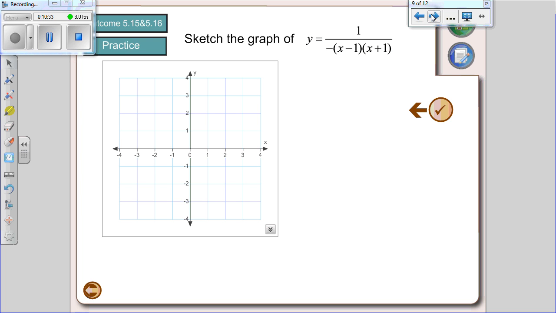So, for example, if it was x minus 1 and then in brackets x minus 2, the x-intercepts would be 1 and 2, right? Yeah. Okay, so it's whatever makes it 0. Exactly. So whatever makes it 0. So, we've got x-intercepts here. What are my x-intercepts? Negative 1 and 1.